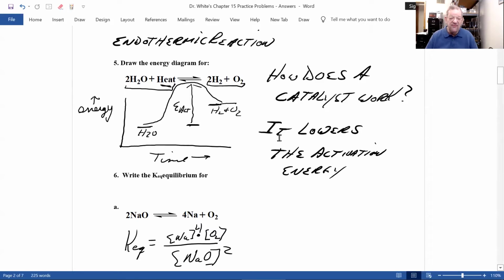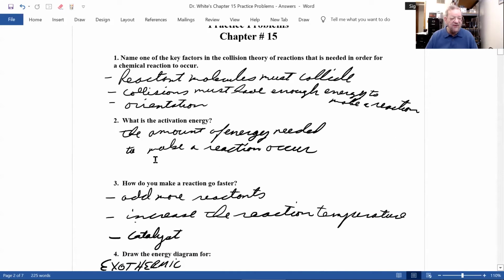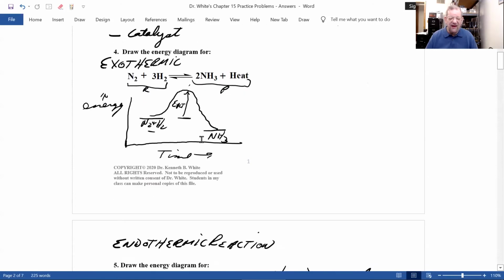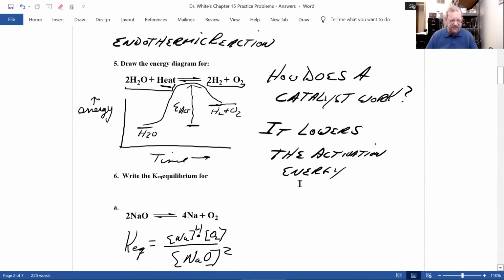So remember, there are two different questions I can ask. The first one is, what is a catalyst? And the other one is, how does a catalyst work? By the way, what is a catalyst? It's something that makes the reaction go quicker, but how does it work? It lowers the activation energy.